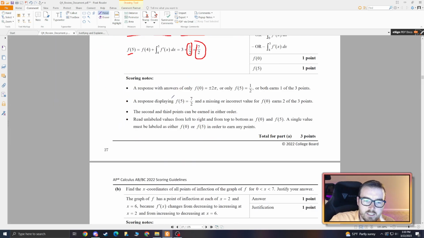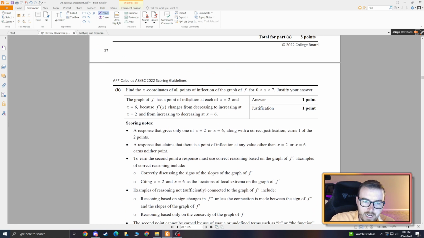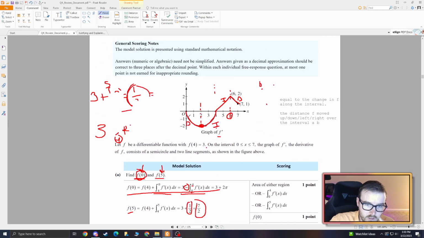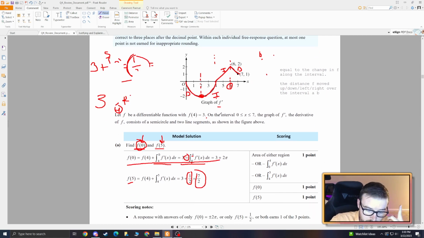And you can see their explanation here. The graph of f has a point of inflection at x equals 2 and x equals 6 because f prime of x changes from decreasing to increasing at x equals 2 and from increasing to decreasing at x equals 6. Decrease to increase, increase to decrease. And thus, f will have a point of inflection.